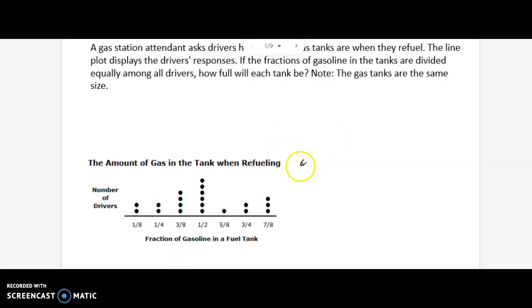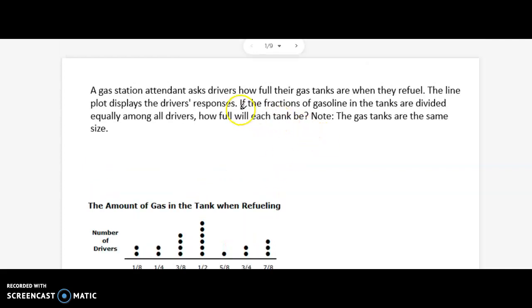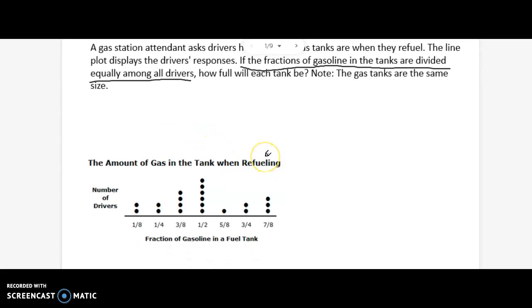So here's the line plot that shows the amount of gas in the tank when refueling, and each dot represents the number of drivers. And then down below our line, remember when we have a line plot, we draw a line, and on the bottom it shows the fraction of gasoline that's in a fuel tank. Up here they want us to know, if the fractions of gas in the tanks are divided equally among the drivers, how much gas would be in their tanks.